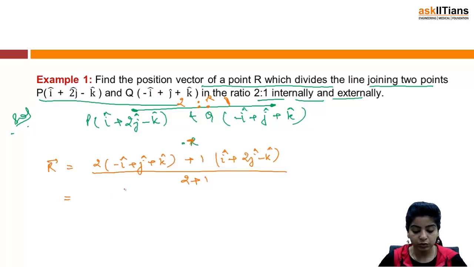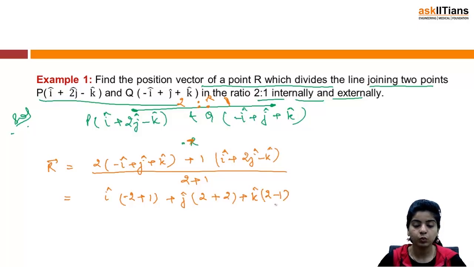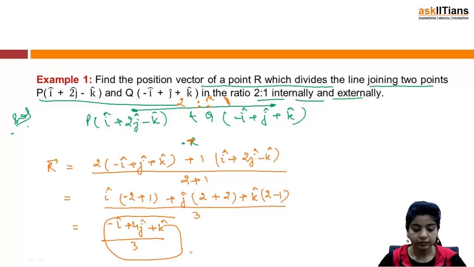So this will be equal to: for i, I have minus 2 plus 1. Then for j, the coefficients that I have are 2 plus 2. Then for k, 2 minus 1. Divided by 3. So this becomes minus i plus 4j plus k divided by 3. Right? So this is for internal division.